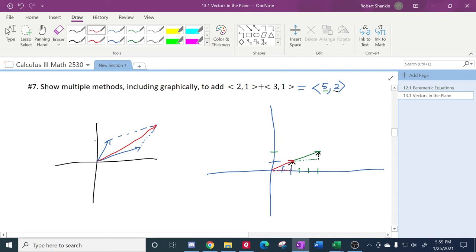And this is the same as doing the tip to tail, because imagine moving this vector over to here, and then it's the tail of this more vertical vector placed on the tip of this vector, and adding them the other way. Alright, give me a little feedback on number 7.